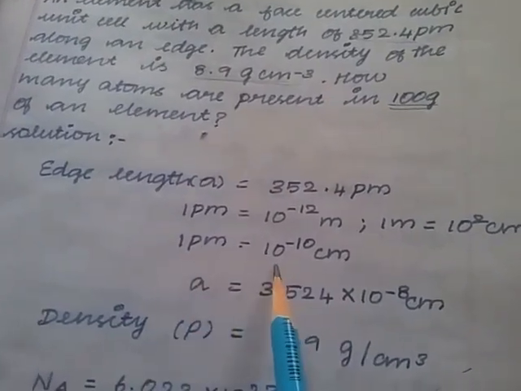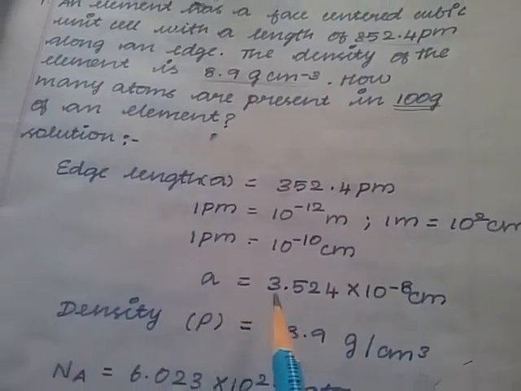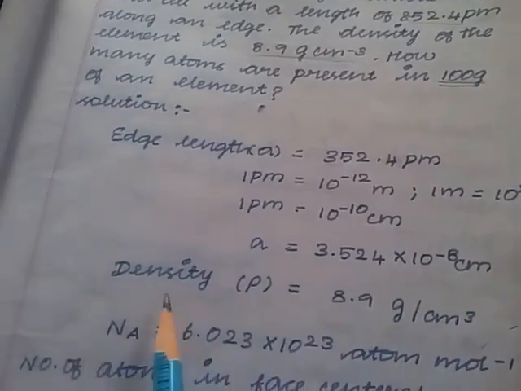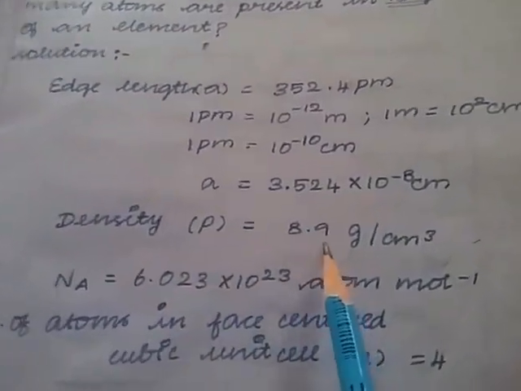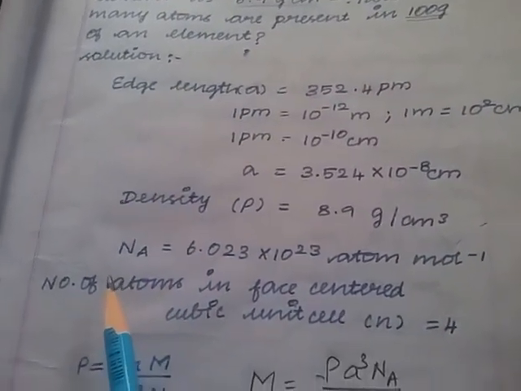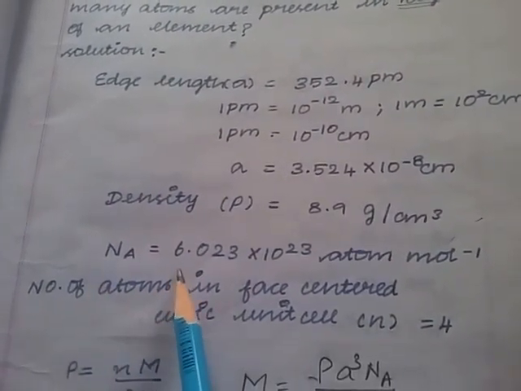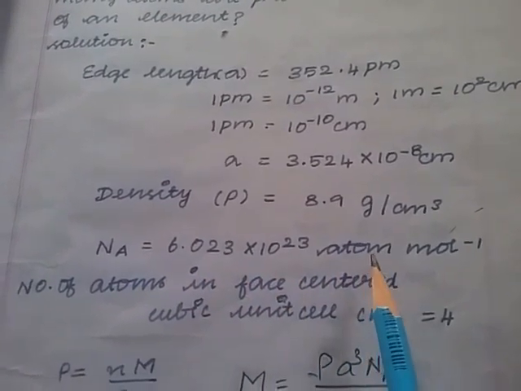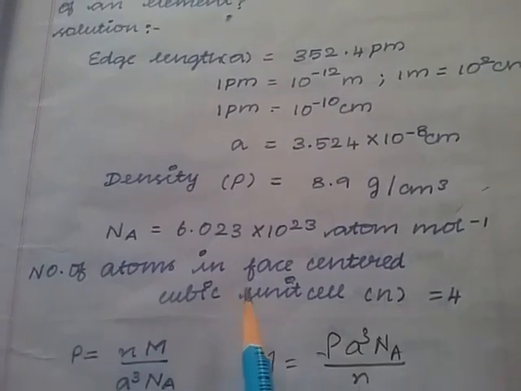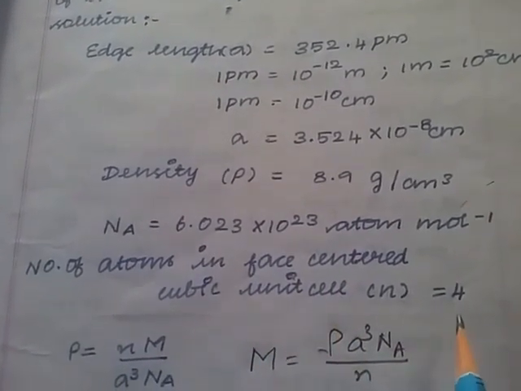So 1 picometer equals 10 power minus 10 centimeters, so the edge length equals 3.524 into 10 power minus 8 centimeter. Now the density rho is given as 8.9 gram per centimeter cube. And we know very well the Avogadro number, Na equals 6.023 into 10 power 23 atoms per mole. Now, the total number of atoms in a face-centered cubic unit cell, n, equals 4.